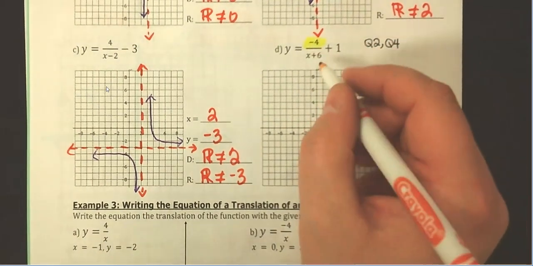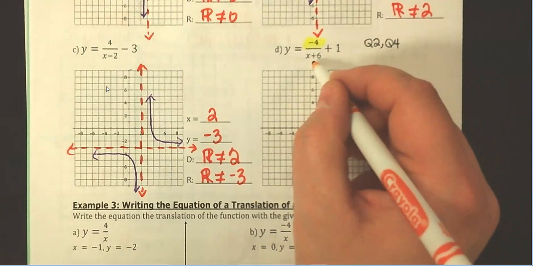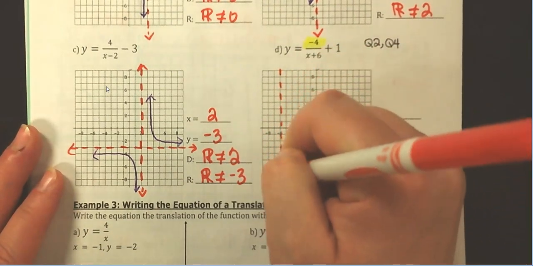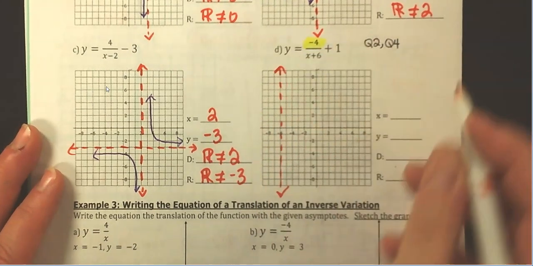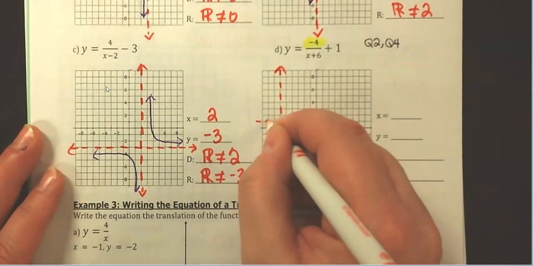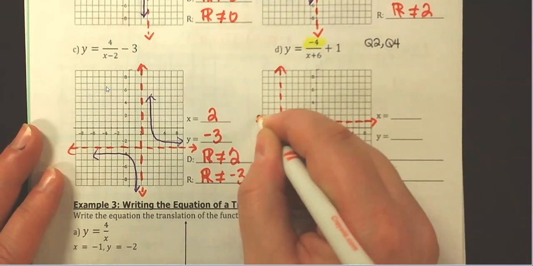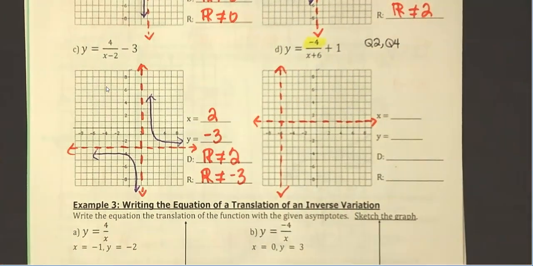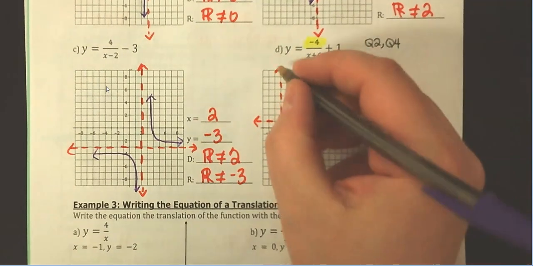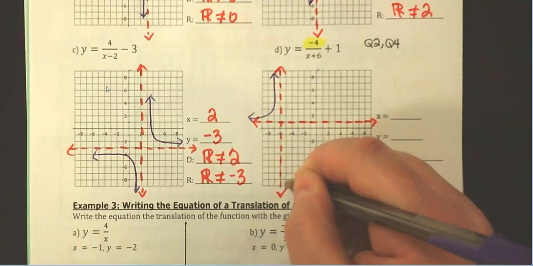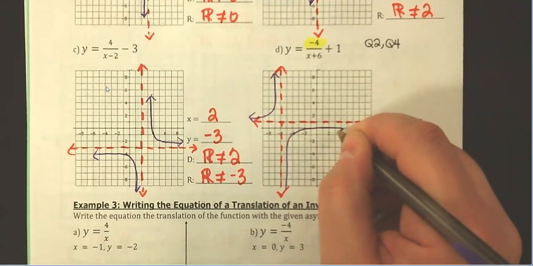So negative 6 would be a problem if I plug that into the denominator. So x equals negative 6 would be your asymptote all the way over there. And then plus 1, we're just going to go up 1. Now, the branches are not in the same quadrants as the ones we just practiced with. So quadrant 2 would be here, kind of going off the graph a little bit. Quadrant 4 would be here.